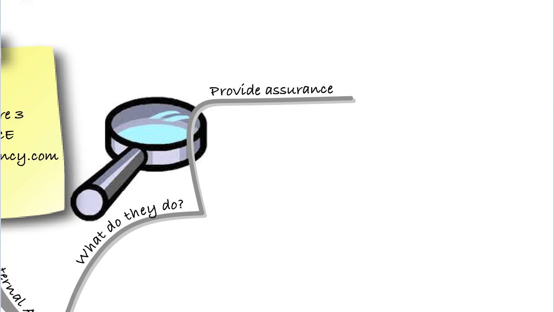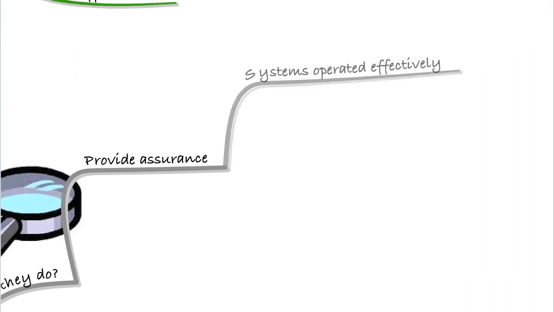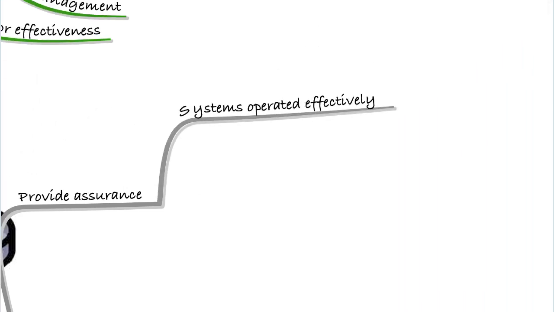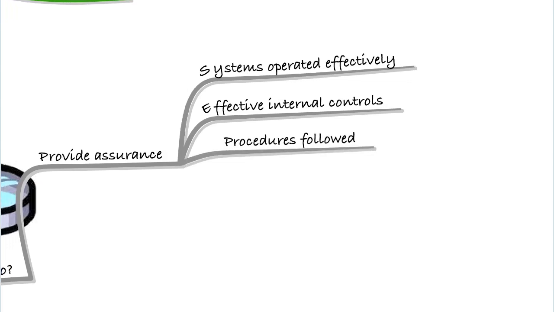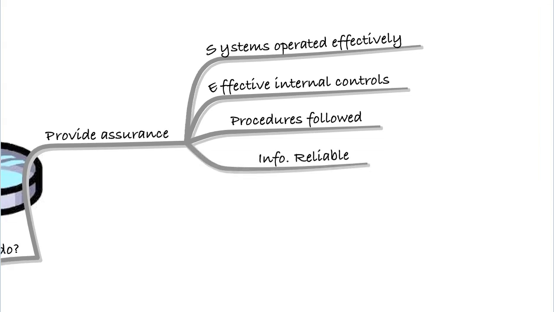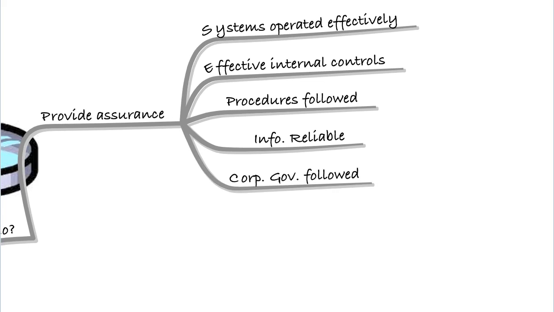But whereas the external auditor is looking solely at the financial statements, internal audit will look at other areas. They look at the systems to make sure that they're operated effectively. They look at the effectiveness of internal controls and provide assurance over those. They make sure that procedures are being followed within the firm. They make sure that the information coming out of the system is reliable, and they make sure that the corporate governance codes are being followed.